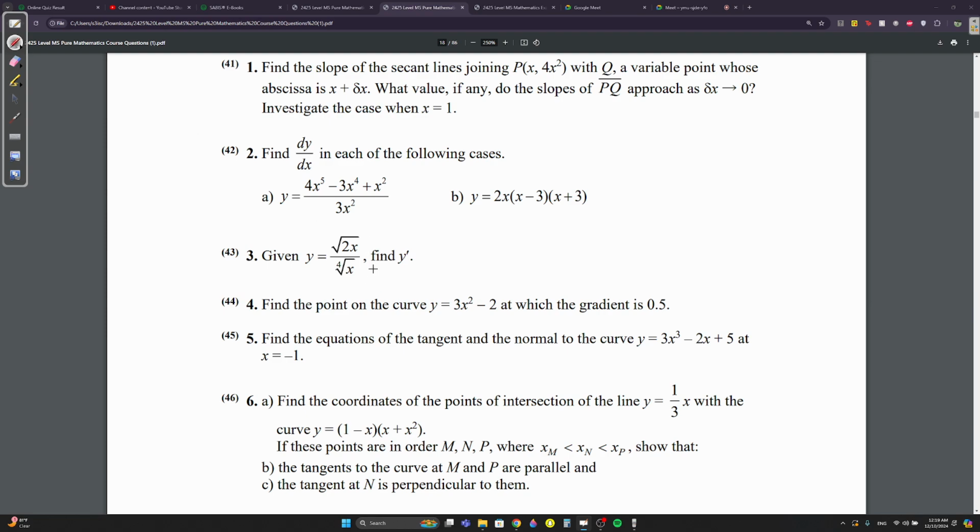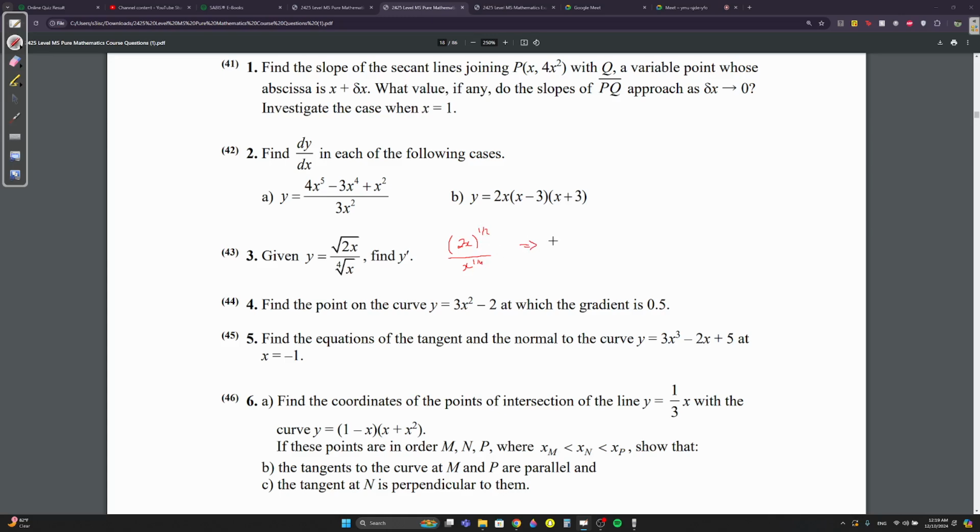Part question 3, find y prime here. Okay, here we can simplify it very easily. This is 2x to the power of half. This is x to the power of 1 over 4. We can simplify the x to the power of half and x to the power of 1 over 4 as they divide very easily by doing 1 over 2 minus 1 over 4.